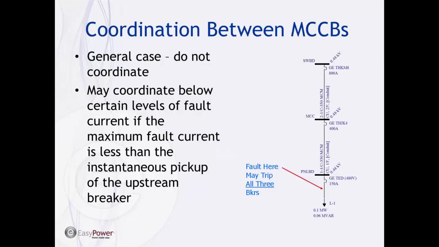So in the most general case, if I have molded case circuit breakers in series, they are not necessarily going to coordinate, even though they have different amp ratings. And that's because of the instantaneous trip. So if my fault current is high enough, all three of those breakers could trip for a fault below the 150 amp breaker there. That's just a fundamental limitation of molded case circuit breakers.